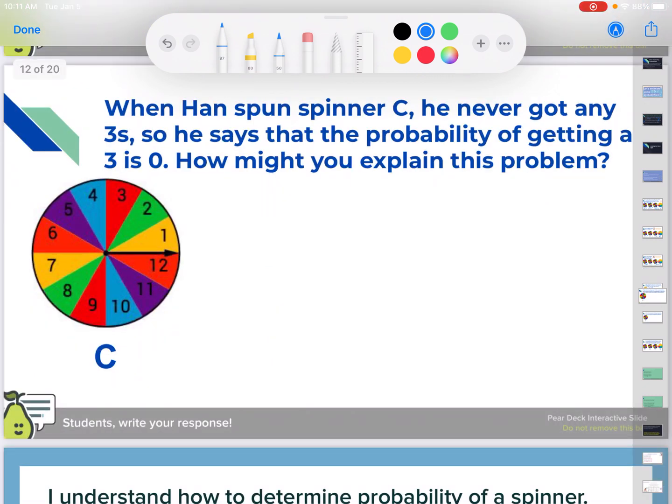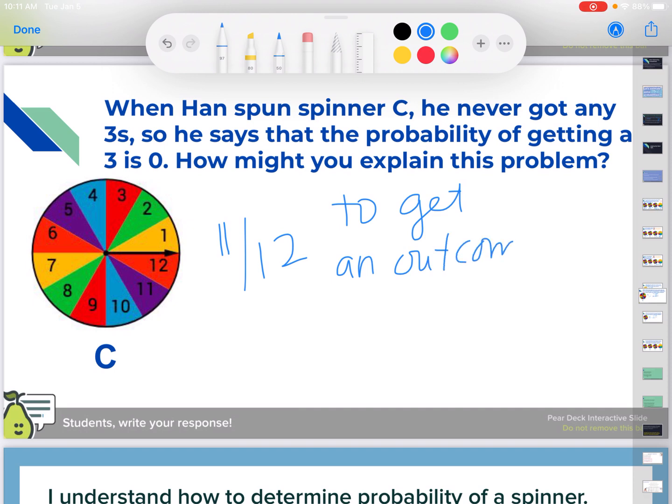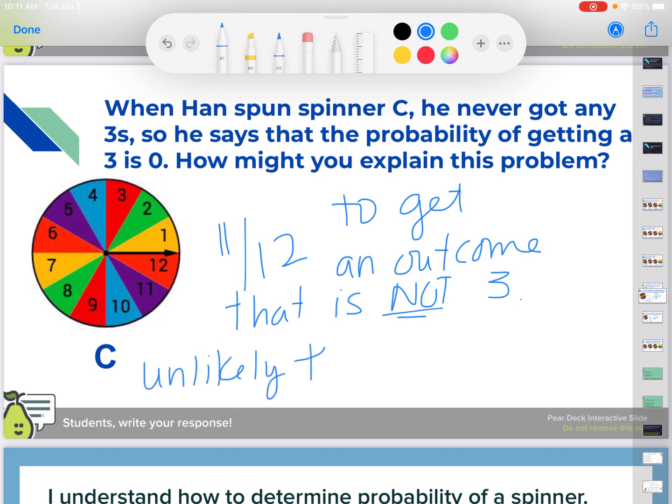All right, when Hans spun spinner C, he never got any 3s, so he says the probability of getting a 3 is 0. How might you explain this problem? Well, there's an 11 out of 12 chance to get something that is not a 3. Okay, so how might you explain this problem? It is unlikely that he would get a 3.